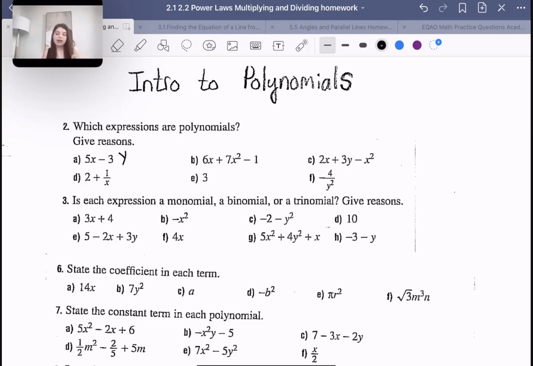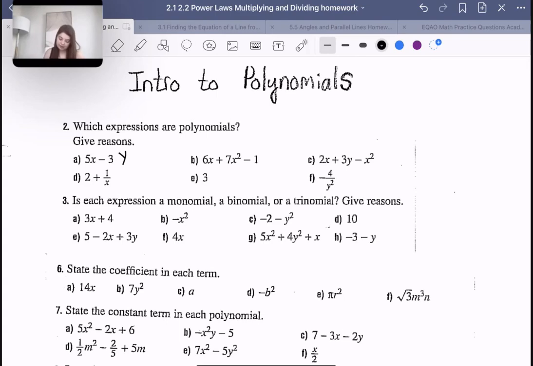So A is a yes, and why is A a yes? It's because it does fit the definition of a polynomial. It is a collection of two terms, right? So that would be a binomial, which is a type of polynomial, we said. And there are no symbols that are not allowed for a polynomial here, right? It's just 5x, which consists of a coefficient and a variable, which is okay, and then -3, which is a constant, and all of those are okay. So that's all good.